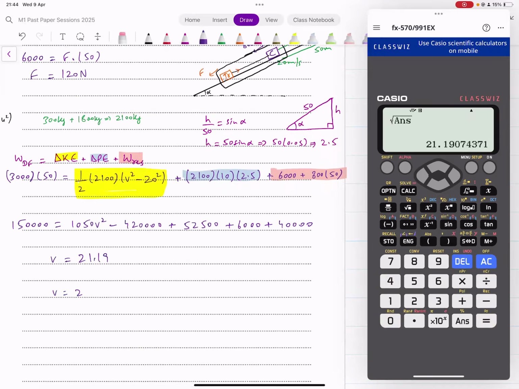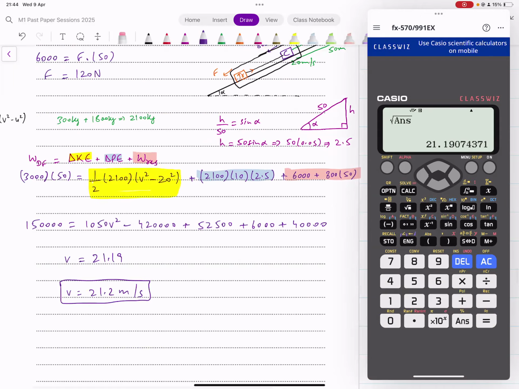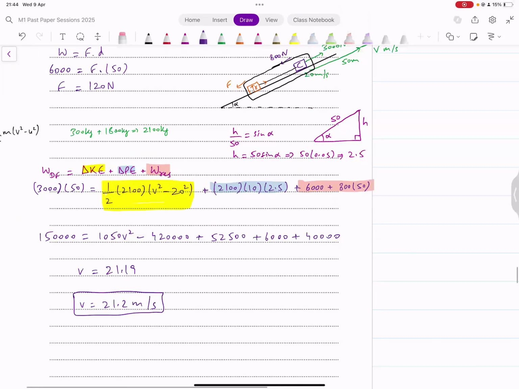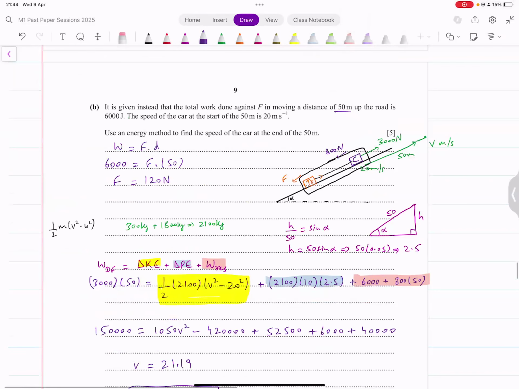Round this off to three significant figures, 21.2 meters per second, and that's your final answer. That's the final speed that we were looking for. Make sense? Yeah, thank you. 21.19. Okay, good. That was 6 part B. This was slightly tricky, right? Above average difficulty, I would say.